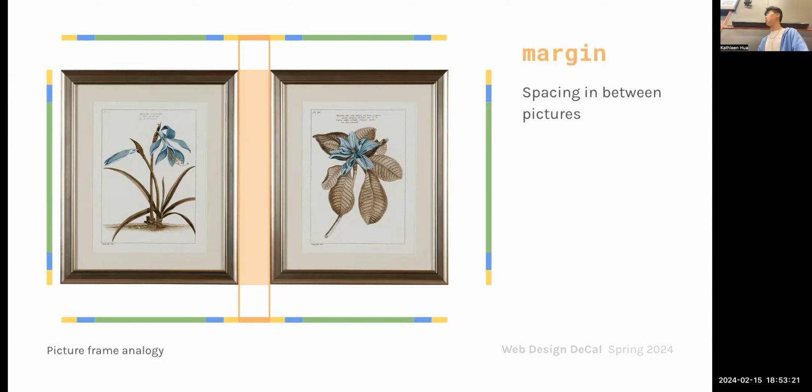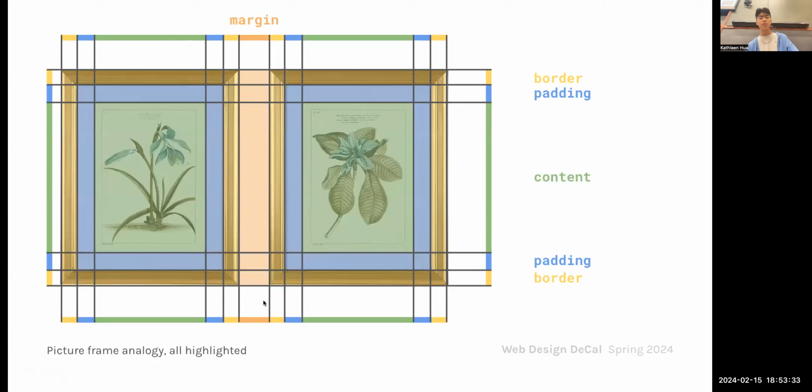And lastly, the margin. So really a more accurate depiction would be not just the margin in between these two, but also around it as well. Okay, and so this might seem a little confusing because there's a lot of colors, a lot of lines going on, but we've color coded the border, padding, content, all of those within this picture, and of course the margin.